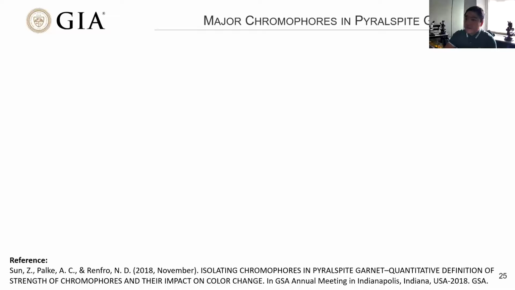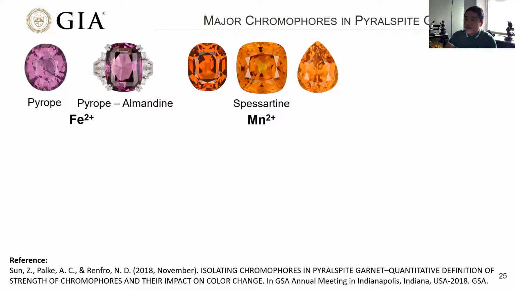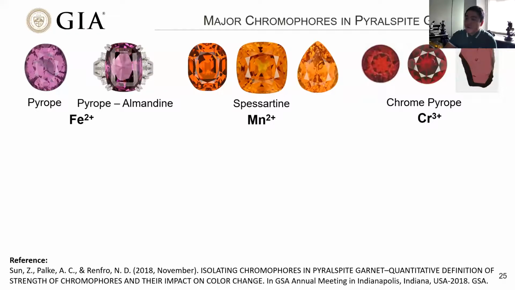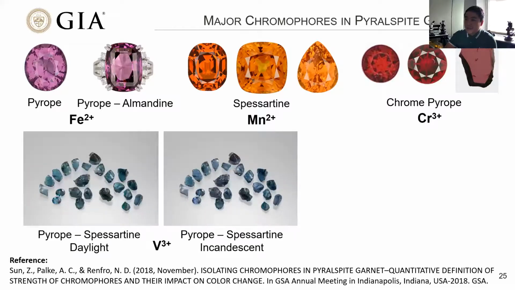We know iron 2+ causes purple, pink, or reddish color, and manganese 2+ causes orange color in pyrope-almandine garnet. There are other major chromophores also causing strong color in pyrope garnet. When a small amount of chromium 3+ substitutes for aluminum in the pyrope garnet crystal lattice, it causes a strong, deep red color. When a small amount of vanadium 3+ substitutes for aluminum in the pyrope garnet crystal lattice, it causes a blue-green color.